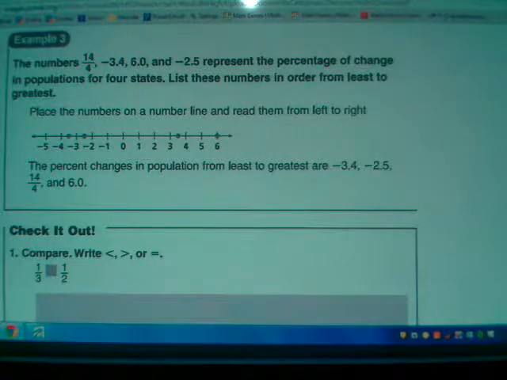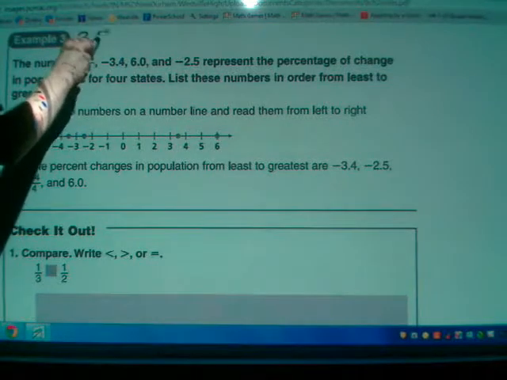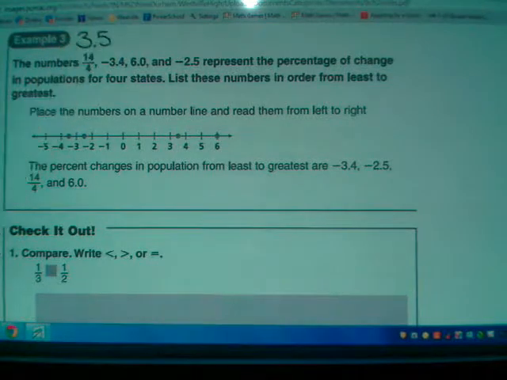So you're going to change the 14/4 into a decimal. So I'm going to do 14 divided by 4, probably on a calculator, and I get 3.5 when I do that. Okay, so we've got 3.5, negative 3.4, 6.0, and negative 2.5.